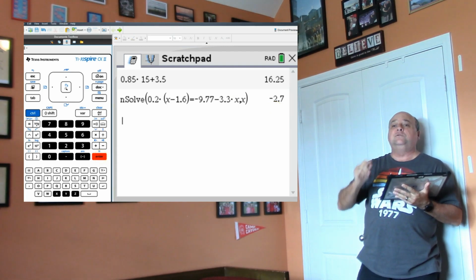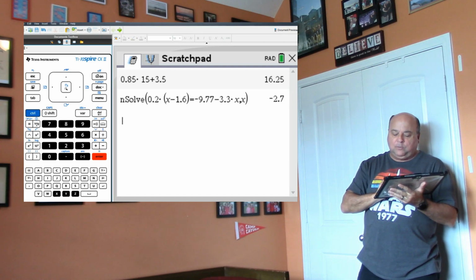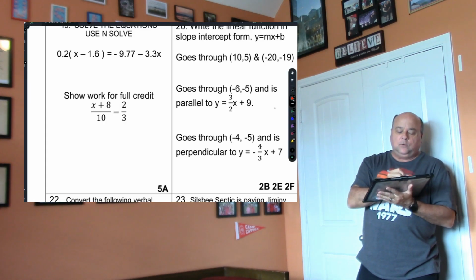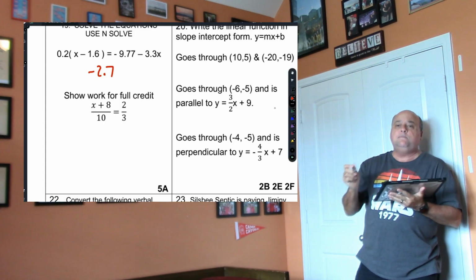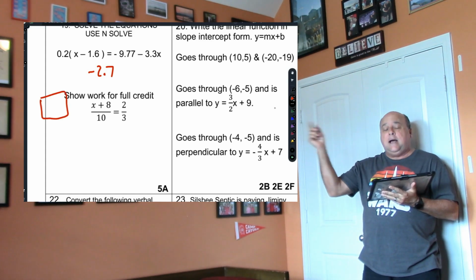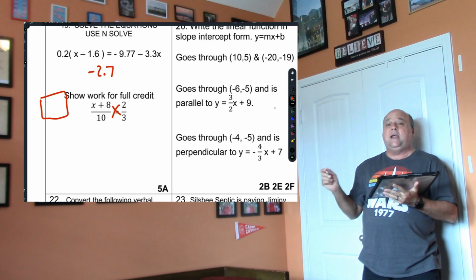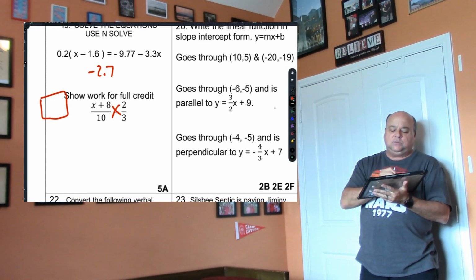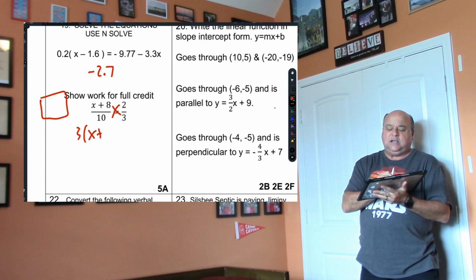That's what's going to happen on STAAR, so make sure you're able to perform InSolve on STAAR. So negative 2.7. Now then on this one right here, do InSolve, put the answer here. I'm going to do the work by hand. So remember, we have a proportion. We're going to cross multiply. 3 times x plus 8 equals 2 times 10.